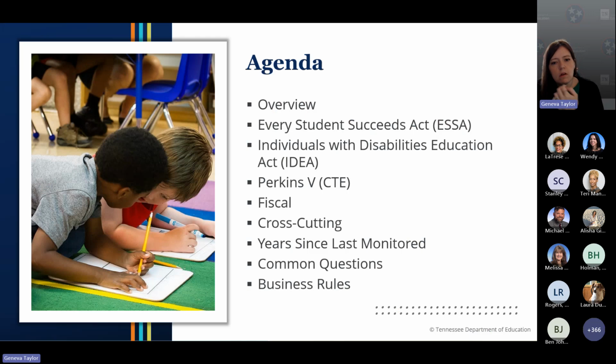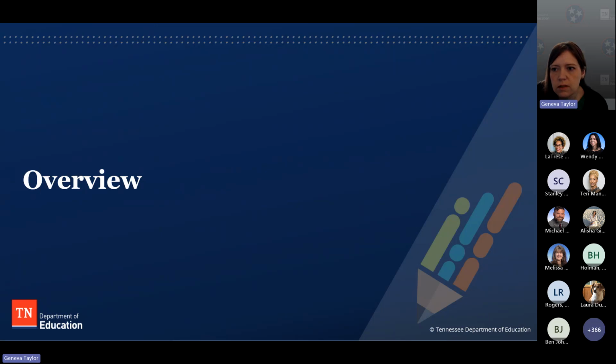So today we are going to go in this order. We'll do an overview, then we'll discuss ESSA and IDEA. Michael will discuss CTE and Fiscal. We'll discuss cross-cutting, years since last monitored, common questions, and our business rules. So without further ado, let's just dive on in, shall we?